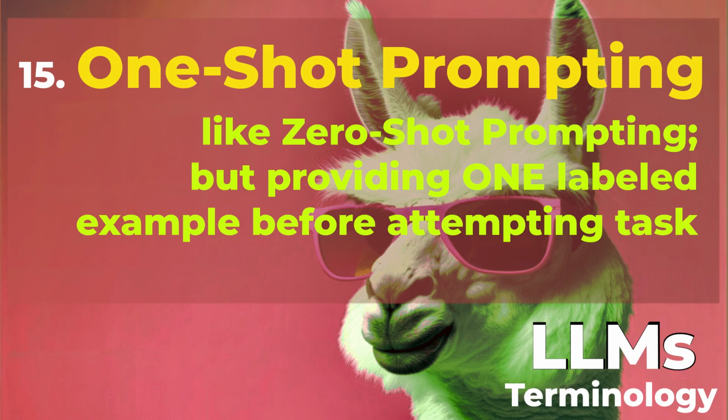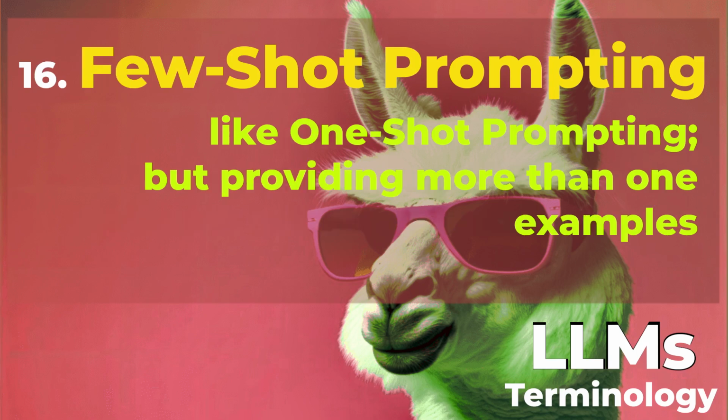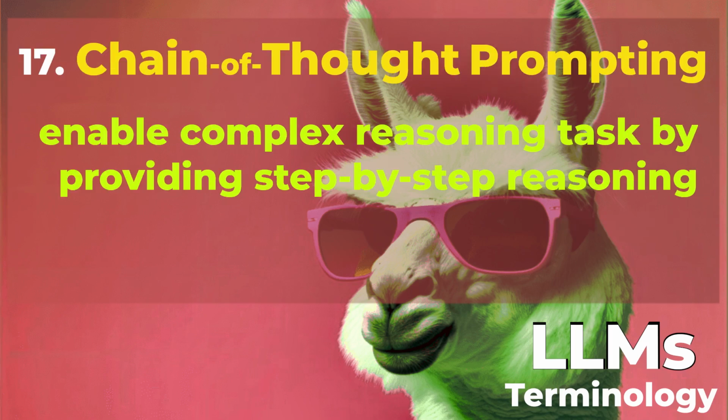One-shot prompting: here, like zero-shot, the model isn't aware of the context beforehand, but is provided with one labeled example before attempting the task. Few-shot prompting, also called in-context learning: here, like one-shot prompting, the model attempts a task with access to more than one guided example. Chain of thought prompting enables complex reasoning by providing intermediary reasoning steps to a final task. This can be combined with few-shot prompting to get better results on reason-based, context-specific problems.